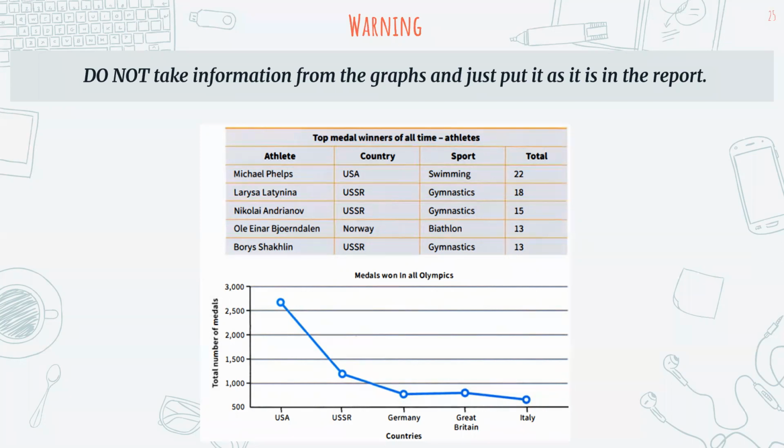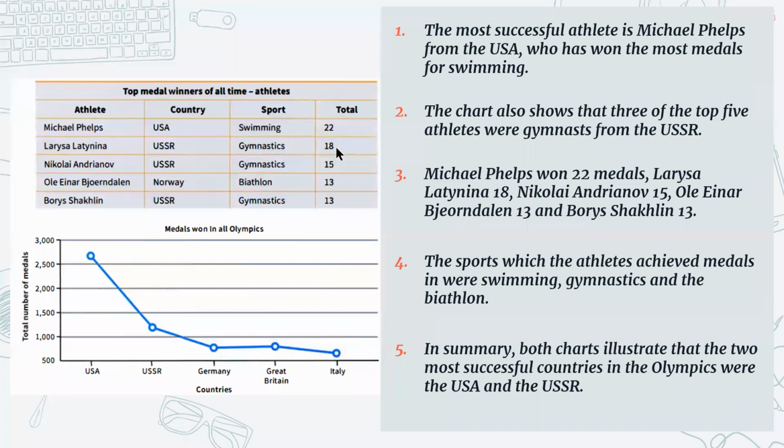As you can see, I want you to pause the video and spend 2 minutes trying to study the table and the line graph. Then I want you to answer the following questions. Here we have 5 sentences. I want you to read them and try to figure out which sentences you can't use and why. Let's take a look. The most successful athlete is Michael Phelps from the USA, who has won the most medals for swimming. The chart also shows that 3 of the top 5 athletes were gymnasts from the USSR.